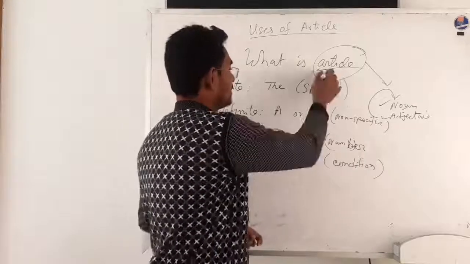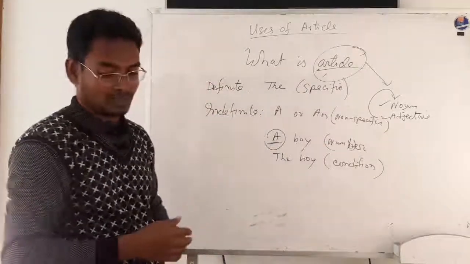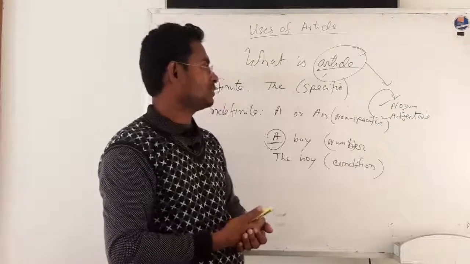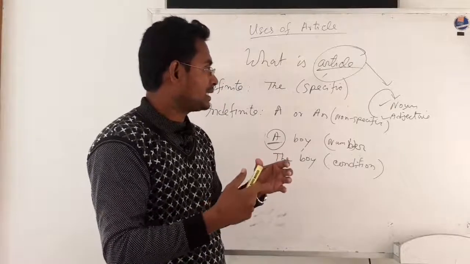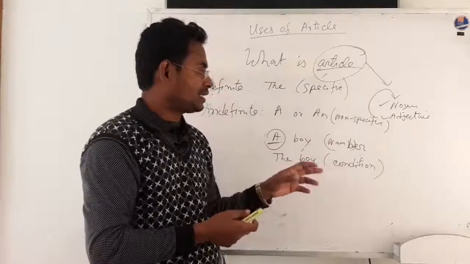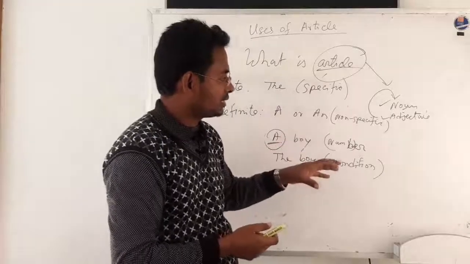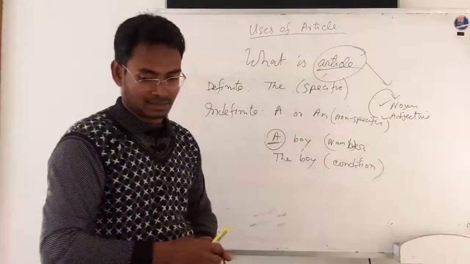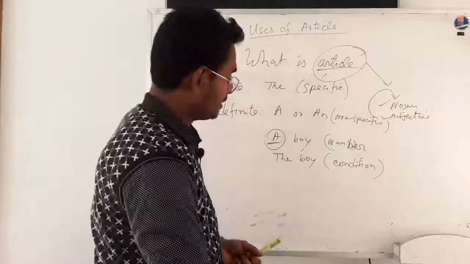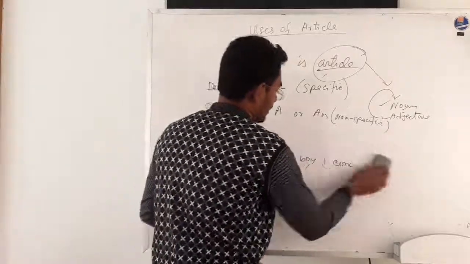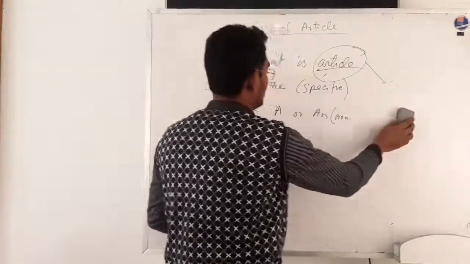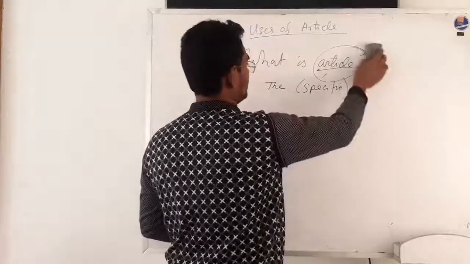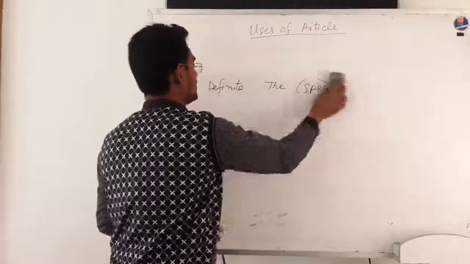According to this, we can say article is one kind of adjective, dear students. So if you want to achieve a clear idea about article and how to use it, at first you have to achieve a clear concept on parts of speech. Without knowing parts of speech, you cannot get a clear idea on article. Now next we will discuss how to use a or an, how to use the, one by one. First one is definite article.